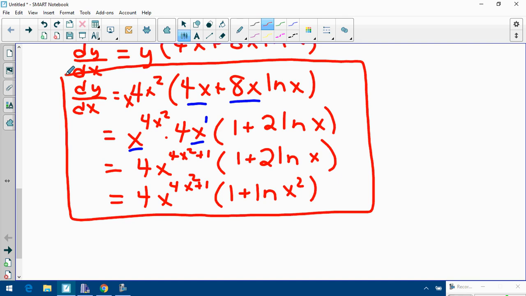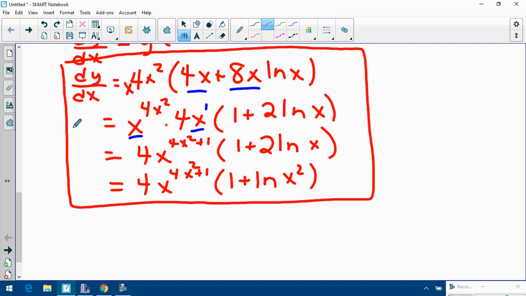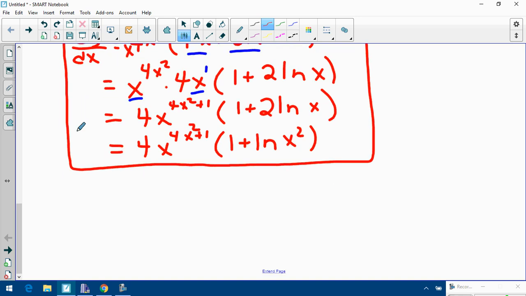Okay, let's do one more logarithmic differentiation before I get to the new stuff. Any questions? Don't see any hands, so let's keep going. Okay, so second logarithmic differentiation question.